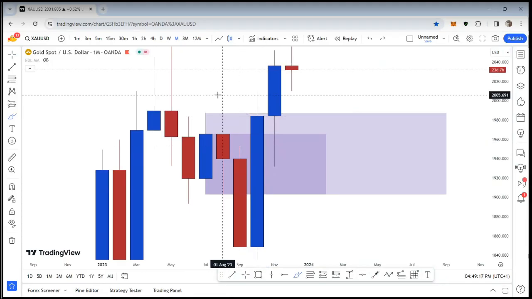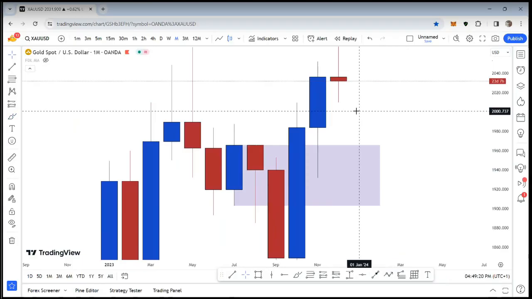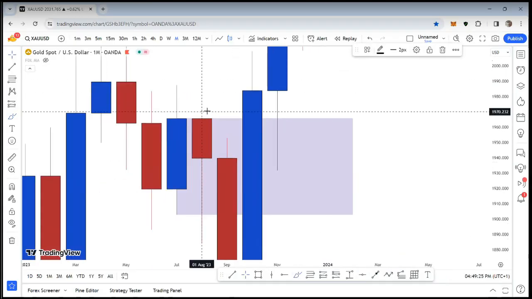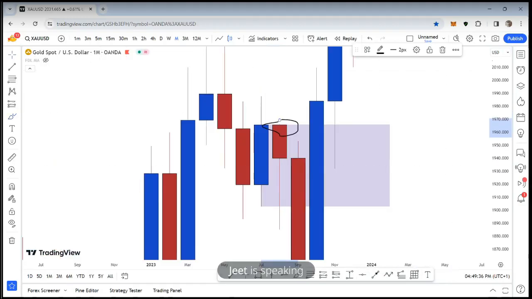So now, I don't take that first one as the type of engulfing that I want. Now, this right here is the right type of engulfing plus SNR. Does that make sense? Yes. Can you guys hear me? Yes. All right, good.